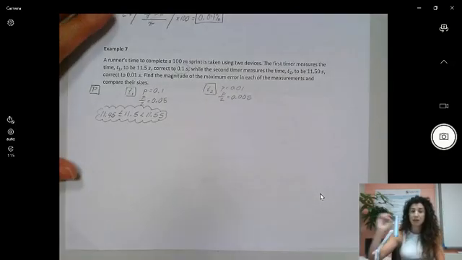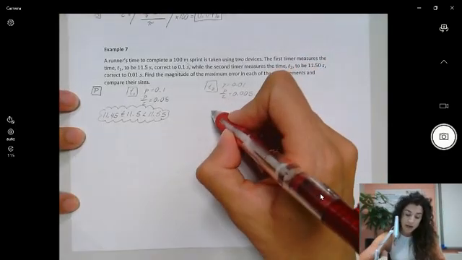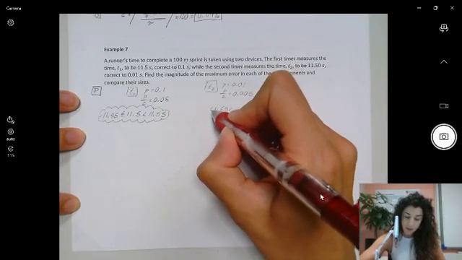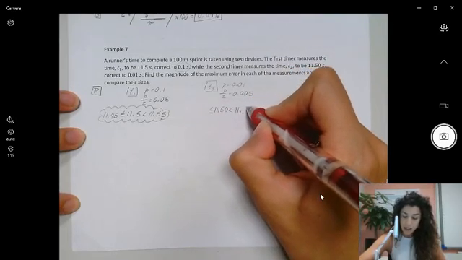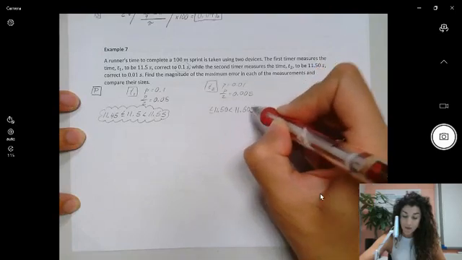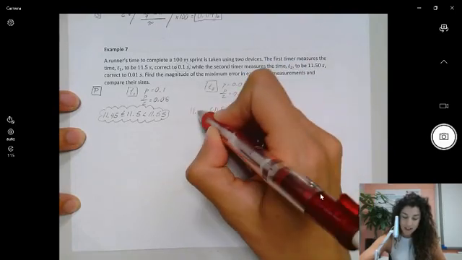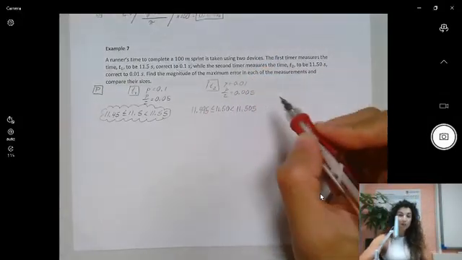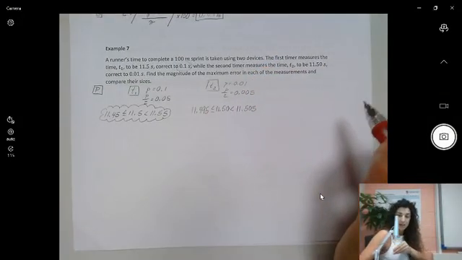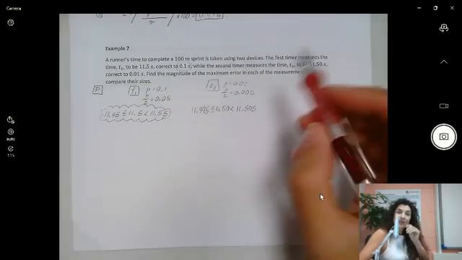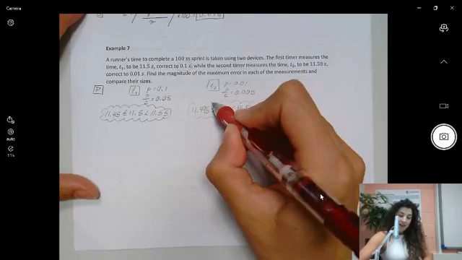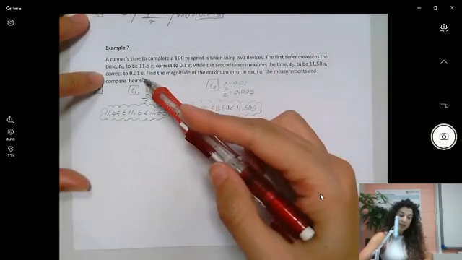I wrote down my P. I wrote down my P divided by 2. I'm going to go ahead and write in my bounds. 11.50 lives between 11.505 and 11.495. I had to think about this as 500 in order to add and subtract that 5, or just use your calculator. That's totally fine. Okay, so we've got our bounds situated.